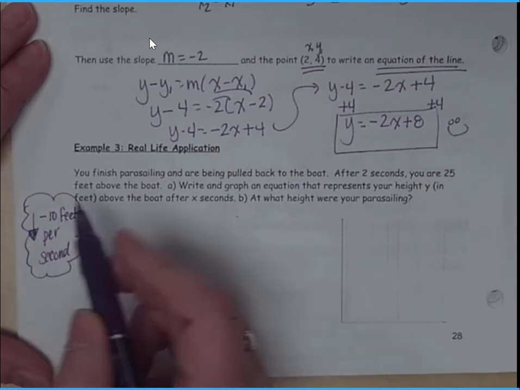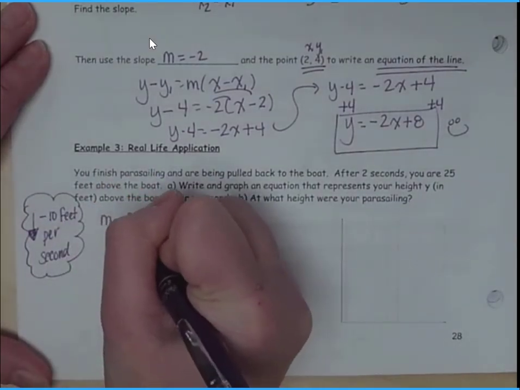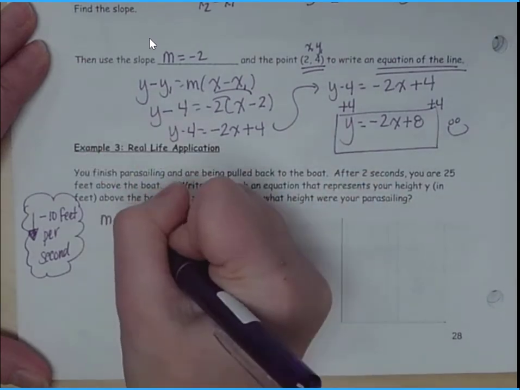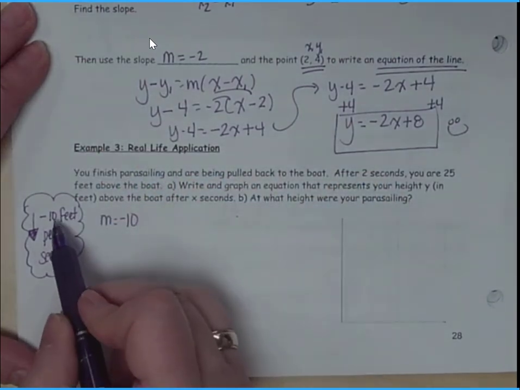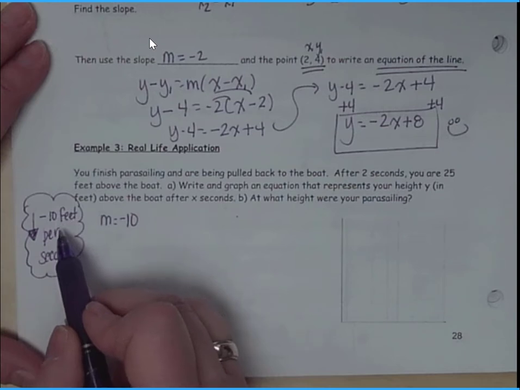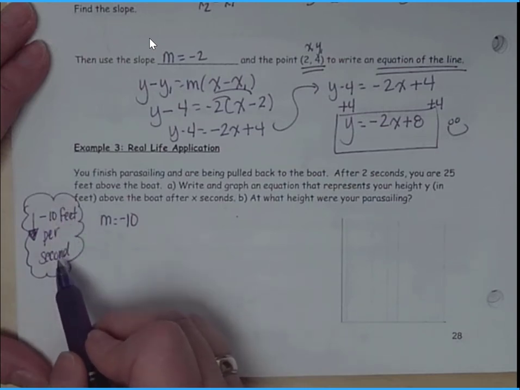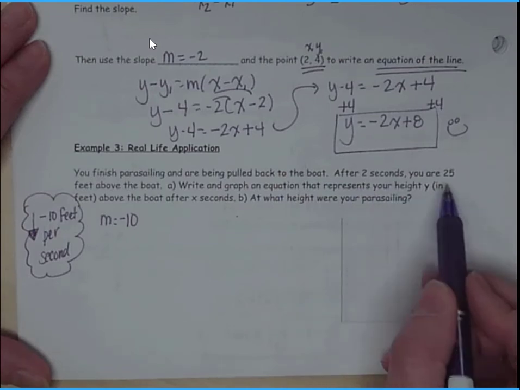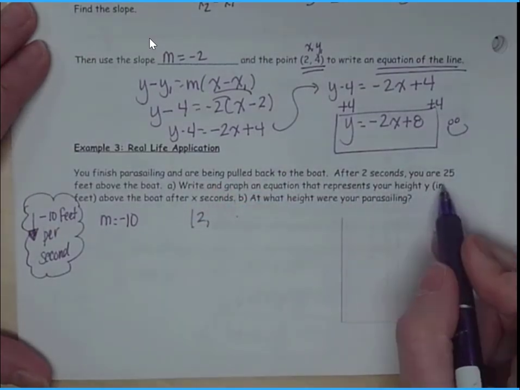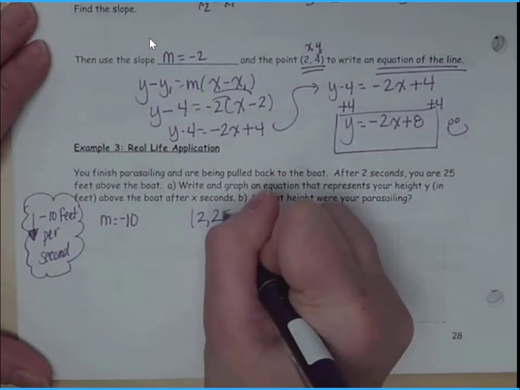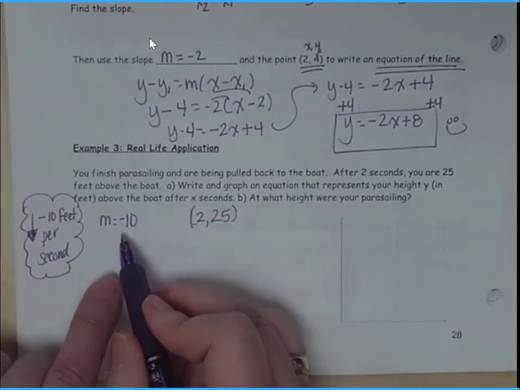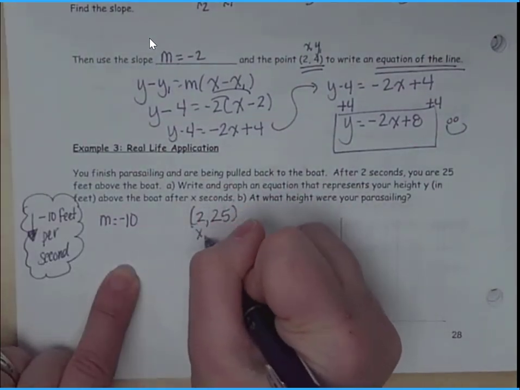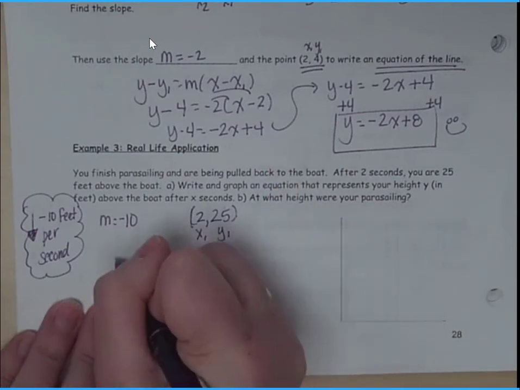Okay, so this here actually represents our slope. Remember, slope is rate of change. We're changing at a rate, so we're being pulled in at 10 feet per second. So we're being moved down 10 feet per second. And after 2 seconds, we are 25 feet above the ground. So we've got our slope, our x1, and our y1. So let's write our equation.